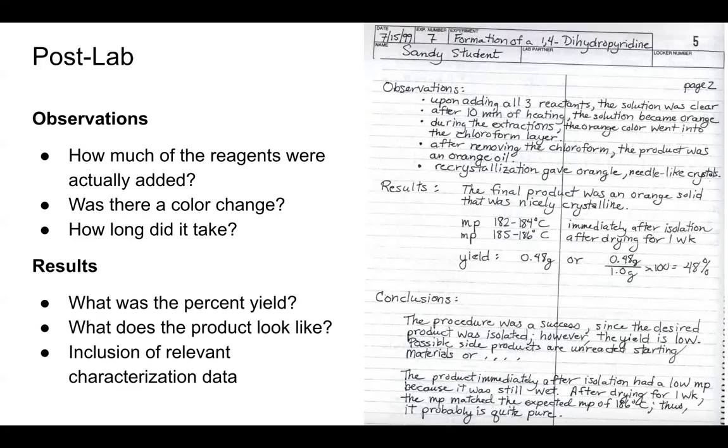You will also want to include results. So what should you include in the results section? This should be information like the percent yield. How much material did you actually make? And maybe include that calculation. What did the product look like? In this instance, it looked like an orange solid. Include any relevant characterization data. So that could be melting point. In this case, it could be NMR data and it could be IR data. And then you will also include a conclusion. We will talk about conclusions in another workshop.